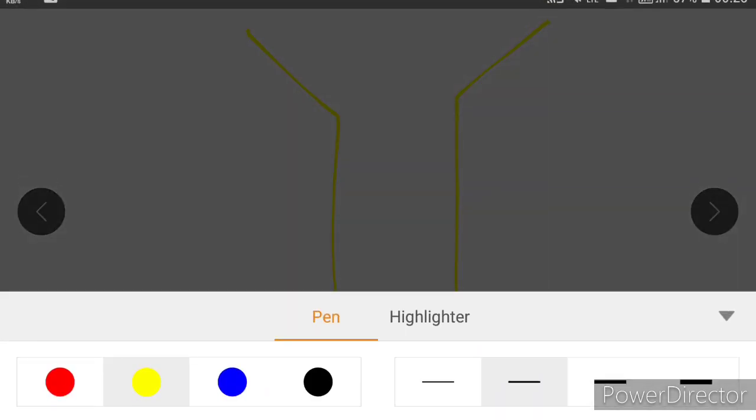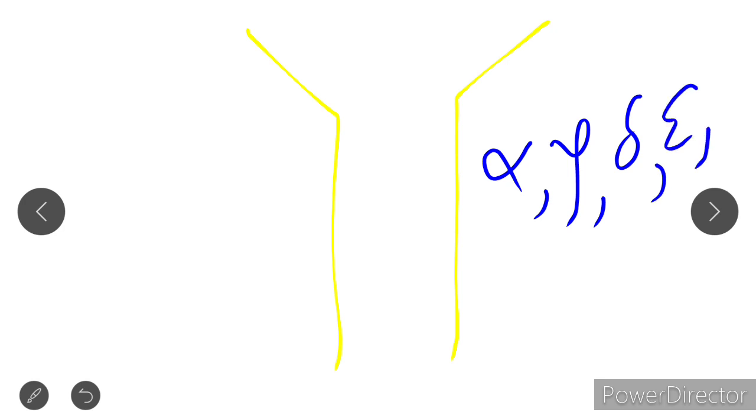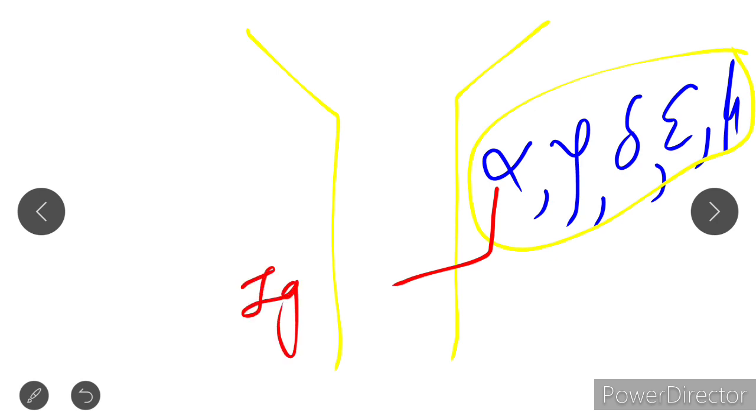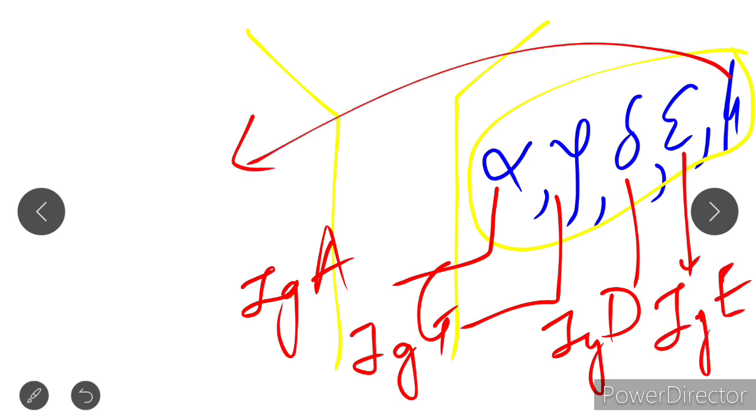Now next, as I told you, there are two light chains. But if we see the structure of heavy chains, it consists of mainly 5 types of heavy chain: alpha, gamma, delta, epsilon and mu. According to their name they are classified as a class of antibody. For example, alpha is IgA, gamma is IgG, delta is IgD, epsilon is IgE and mu is IgM.